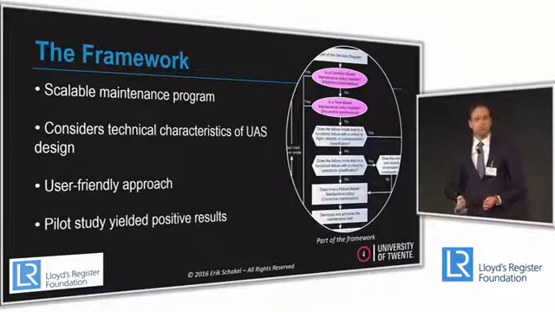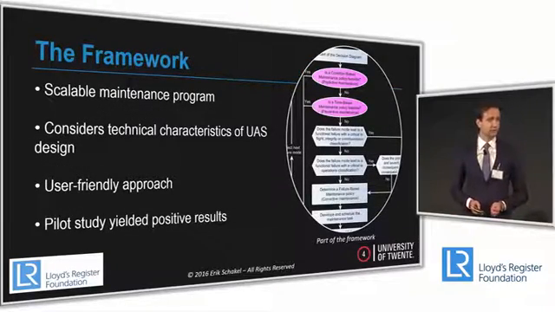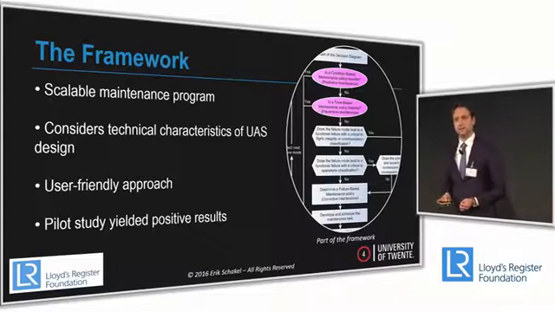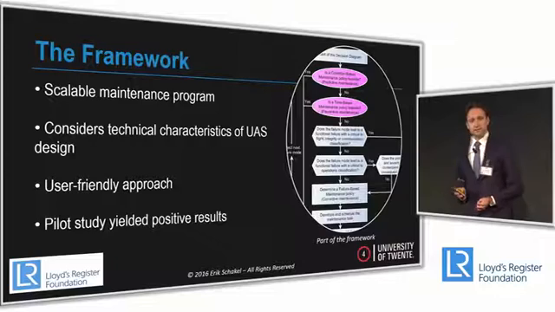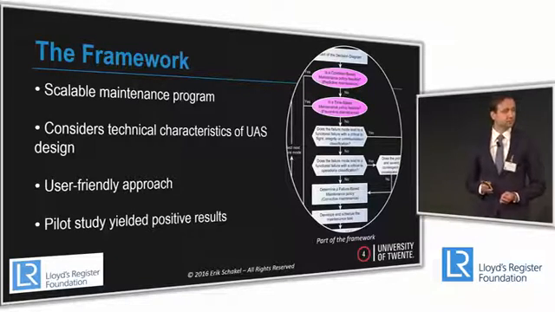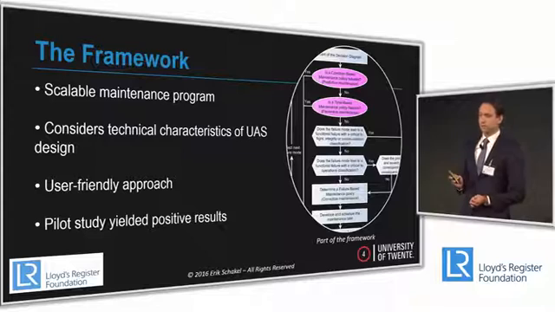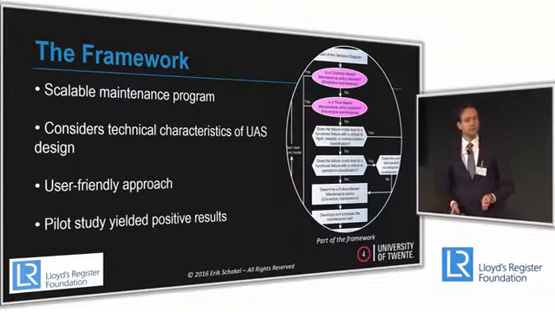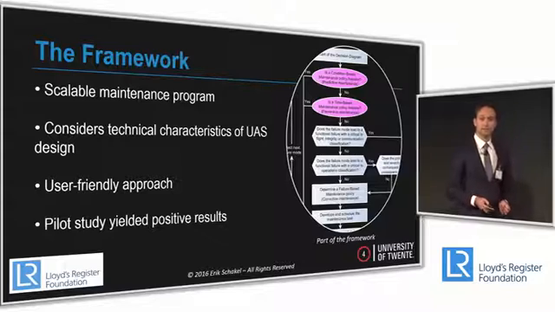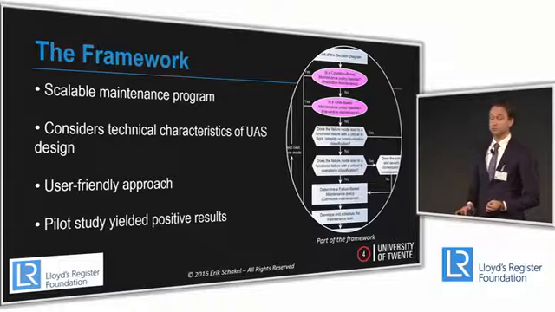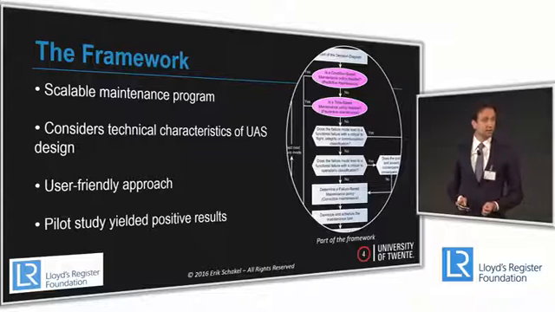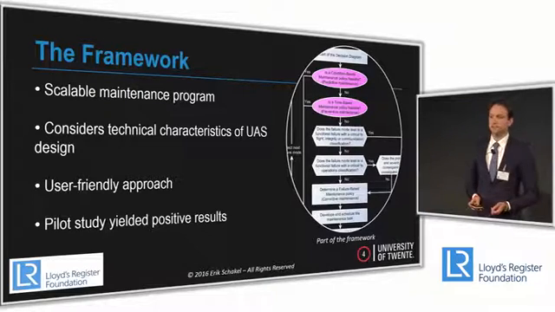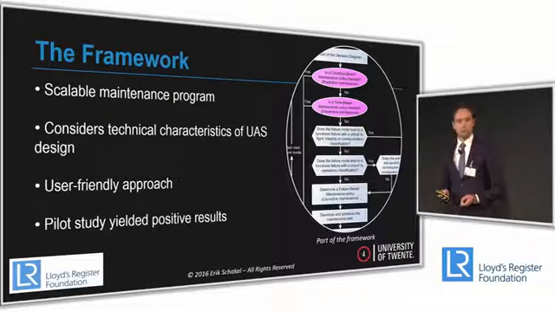So there are multiple important characteristics of the created framework. First, it develops a scalable maintenance program. Scalable means that it uses clear rules to determine maintenance policies for the most important components first to ensure safe flight of the UAS. Furthermore, it provides rules on how to expand this maintenance program when time and resources allow for it. Second, it acknowledges the technical characteristics of UAS design. An example of this is the high rate with which components are updated or replaced and the implications of this on the development of the maintenance program.